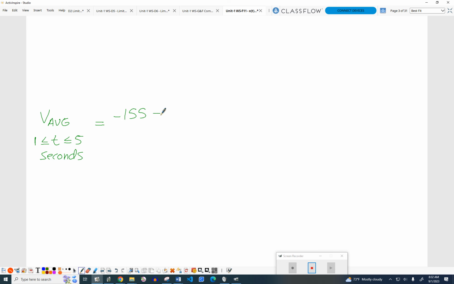So this is going to equal, we have the -155. We subtract from that a -3. This is a number of meters. We ended up with -152 meters. Questions? Hands up. How much time elapsed for the particle's position to change by that amount?